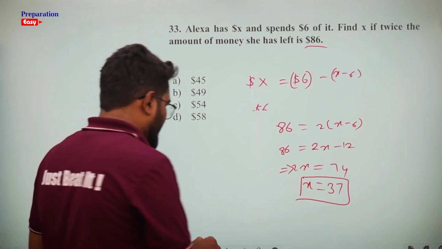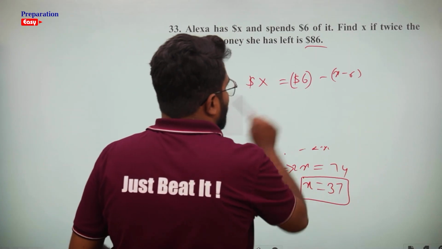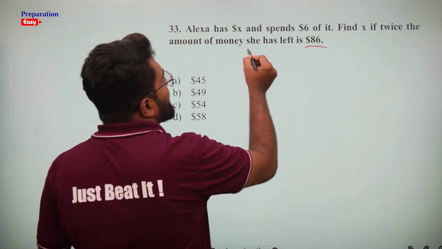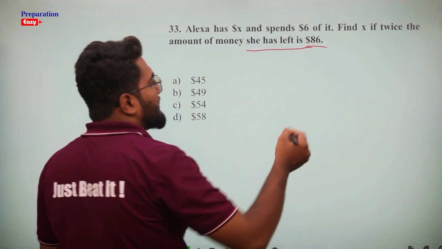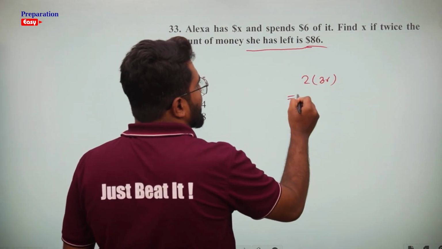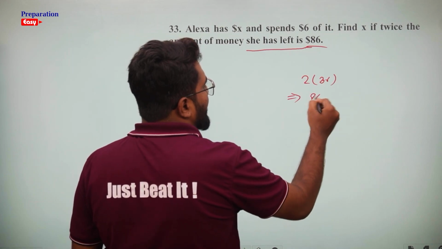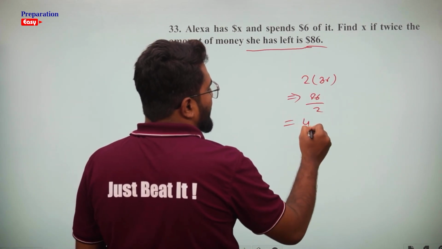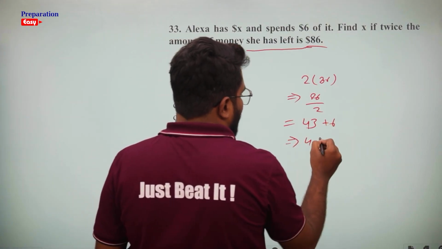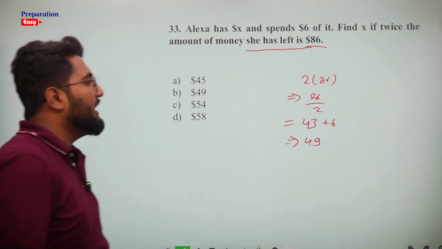Oh, sorry. Here is a small twist in the question. That is, she has left 86. That is twice the money she had left. Means how much money she had left? 86 divided by 2 equals 43, and 43 plus 6 is 49. So the total money she had was 49.